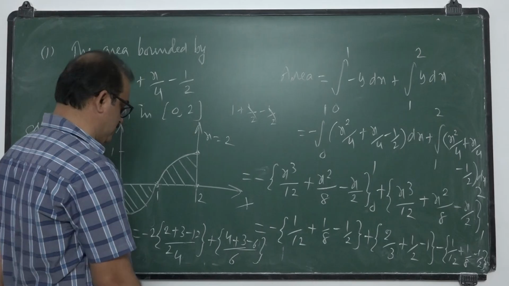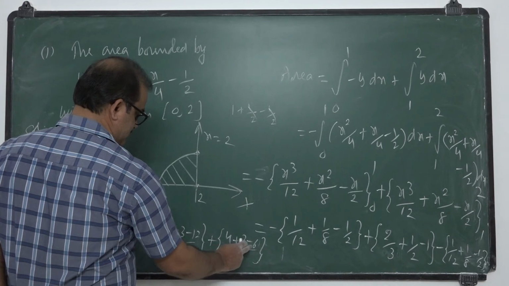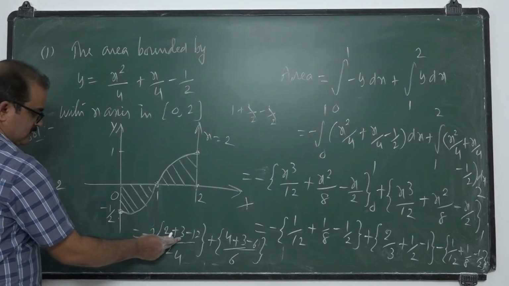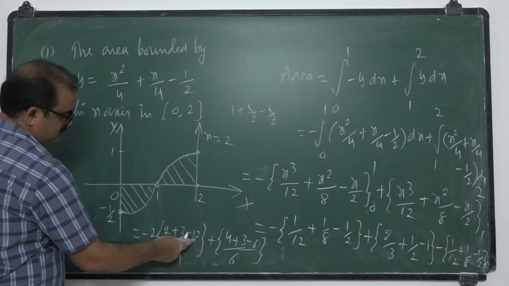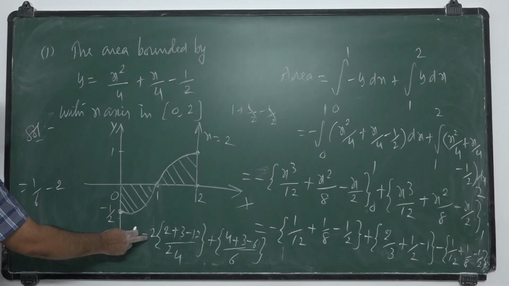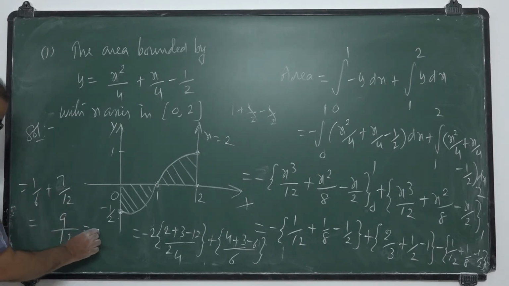How to calculate this value? 4 plus 3, 7, 7 minus 6, 1 by 6. That is 1 by 6 minus 2 into 2 plus 3, 5 minus 12, minus 7 into minus 2, plus 14 by 24, 7 by 12. LCM is 12. 2 plus 7, 9 by 12. 9 by 12 means 3 by 4.